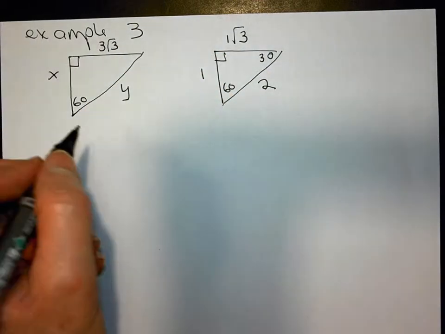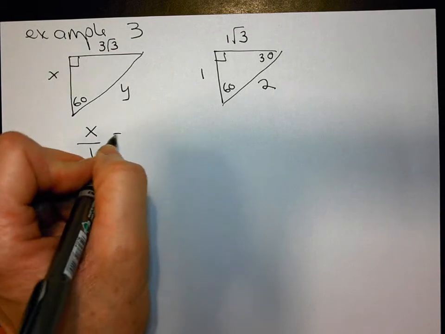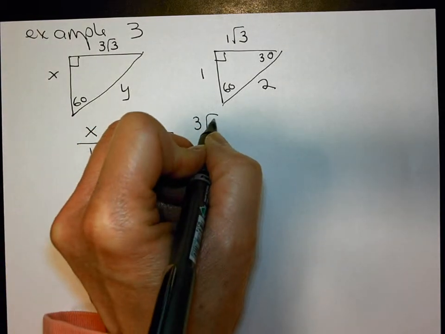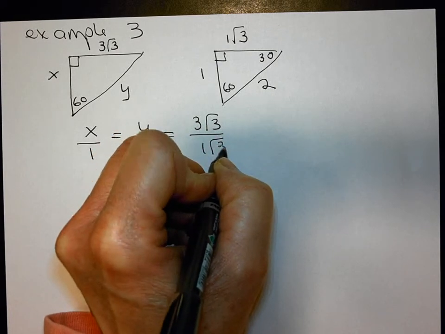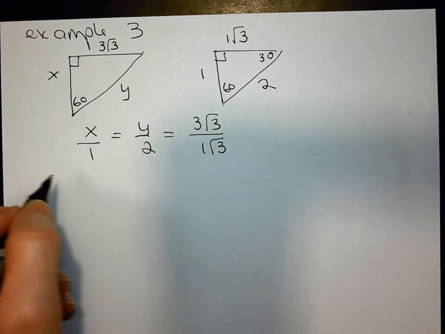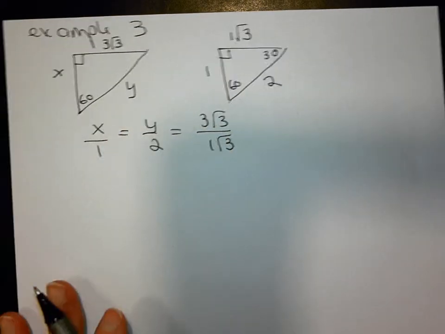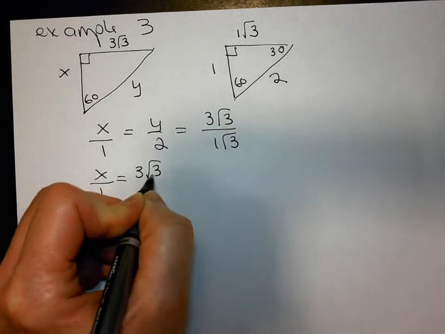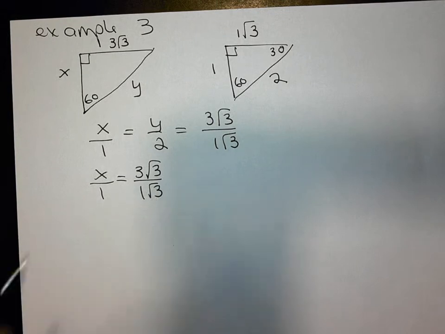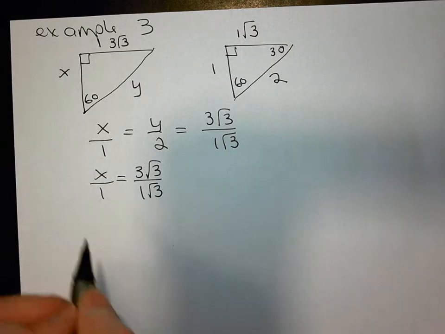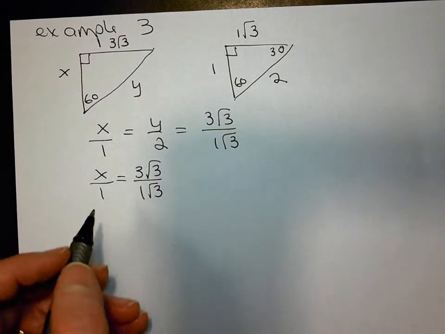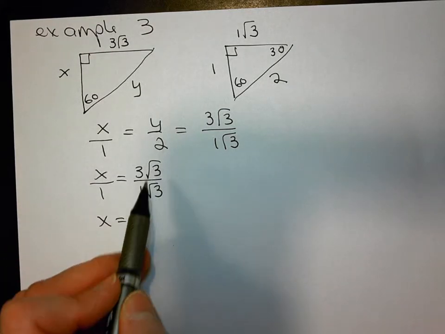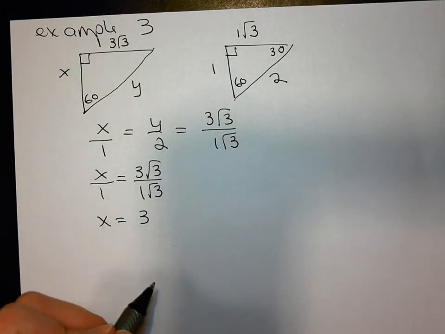So we set up our ratios. X over 1, y over 2, and 3 square roots of 3 over 1 square root of 3. Okay, we solve for both the x and the y. So x over 1 is 3 square roots of 3 over 1 square root of 3. Again, that 1 is really invisible, so we can just cancel this out and say x is going to be 3 because 3 square root of 3 over square root of 3 cancels.